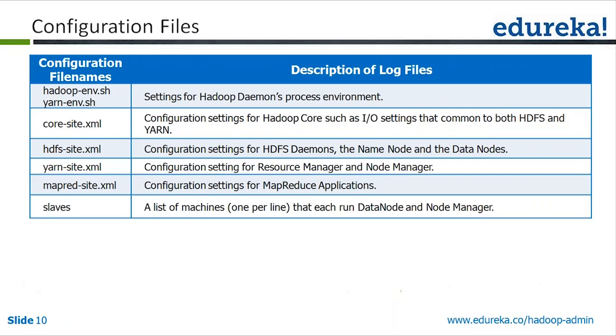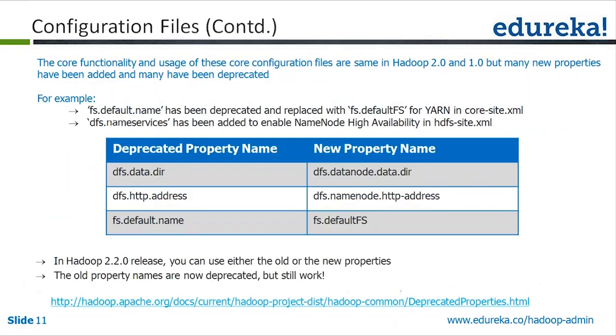Now, mapred-site.xml basically is required to tell how much memory each mapper or reducer should take, or what processing framework should be used by your Hadoop cluster. You can mention that in this mapred-site.xml. And then the slaves file: a list of machines, one per line, that will each run the data node and the node manager. All of these files are the mandatory files to edit to build the Hadoop cluster architecture in your laptop, desktop, or the real environments.